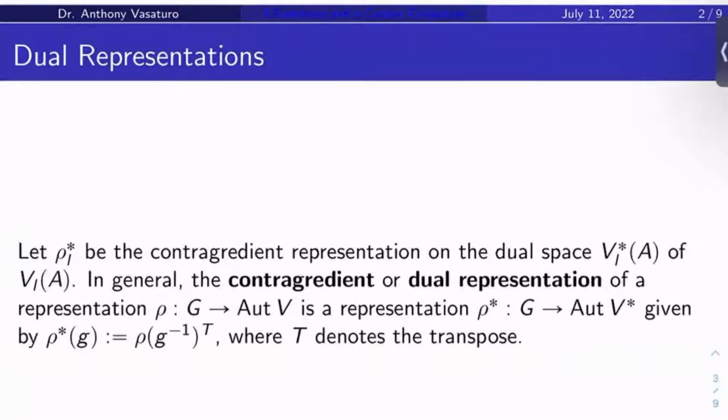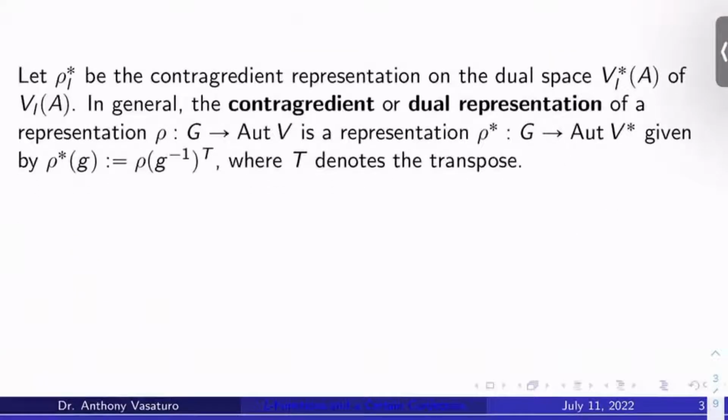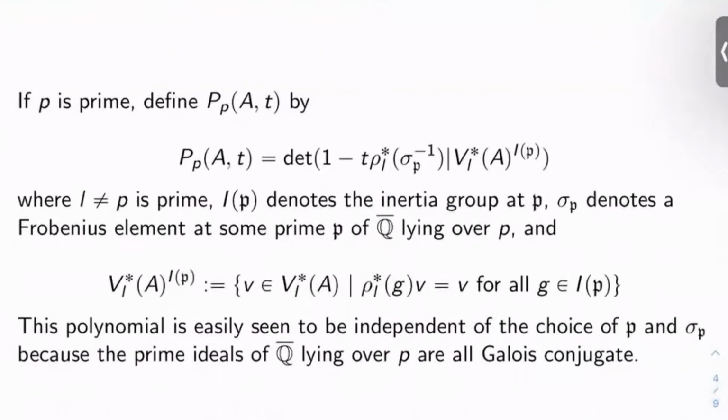Just some definitions from basic representation theory. Let rho star sub l be the contragredient representation on the dual space of V sub l of A, which we'll denote by V star sub l of A. In general, what is a contragredient representation or a dual representation? If I give you a representation rho from some group G to Aut V, where V is some vector space, rho star from G to Aut V star, is given by rho star of g equals rho of g inverse transpose. That's the contragredient representation associated to rho. So it's a natural representation on the dual space of a given vector space, given a representation on that vector space.